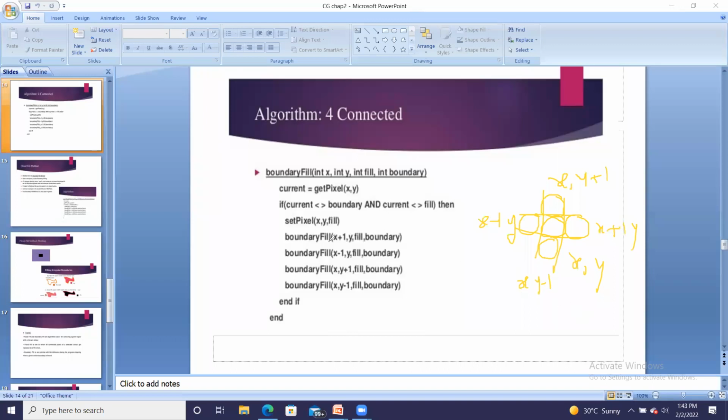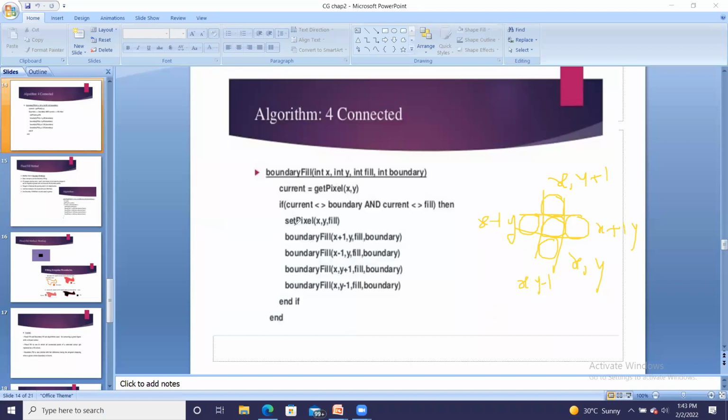So I am doing the same thing. I am calling the pixels which are at those 4 locations. x plus 1, y is the right hand side pixel, x minus 1 and y is the left hand side pixel, x and y plus 1 is the top pixel, and x and y minus 1 is the bottom pixel.